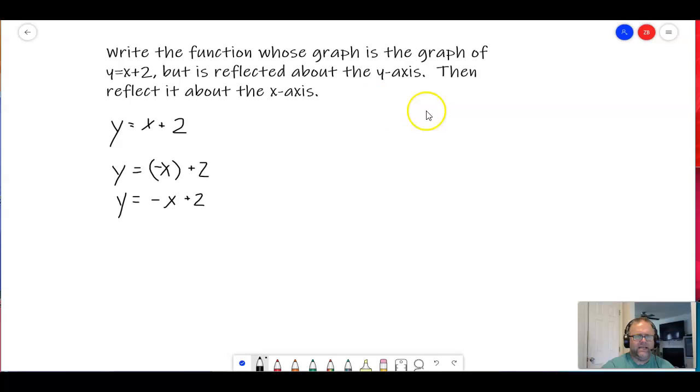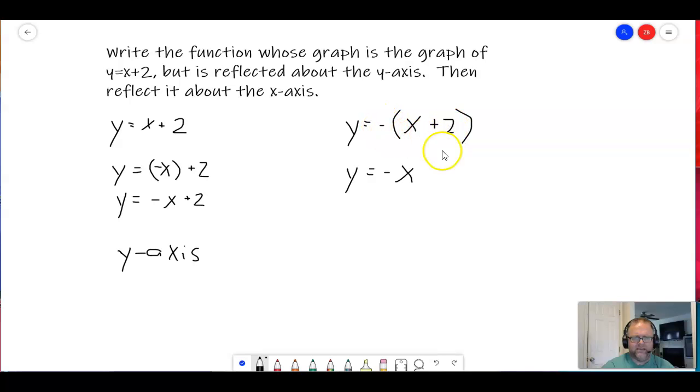In order to reflect across the x-axis, I'm just going to multiply the entire function by a negative. So I'll write down here, y-axis, and for the x-axis, we're going to say y is equal to, we multiply the whole thing by a negative. When we distribute that, we should get y is equal to negative x, and distributing the minus, minus times a plus is a minus, so that's minus 2. And this is across the x-axis.